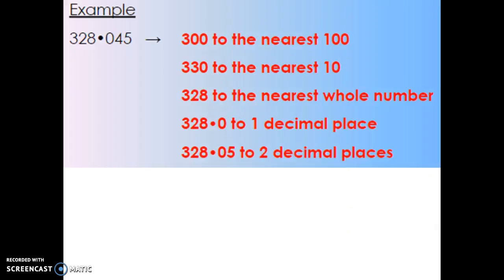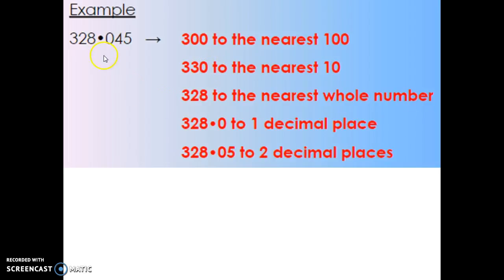So an example of that is our number here, 328.045. If I was rounding this to the nearest 100, I'm cutting off the digits after the 3. Now the first digit that I'm cutting off is a 2, so that is in the 4 or less category, so the 3 just stays the same at 3. If I was rounding to the nearest 10, that would mean I'm cutting it off after this 2. The number that I'm cutting off is an 8, which is 5 or more, so I need to add 1 to the last digit. So now that 2 turns into a 3 and it becomes 330.